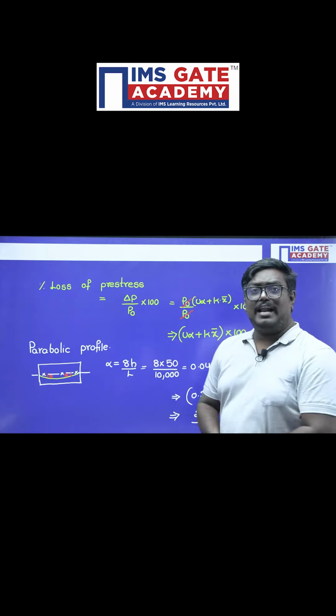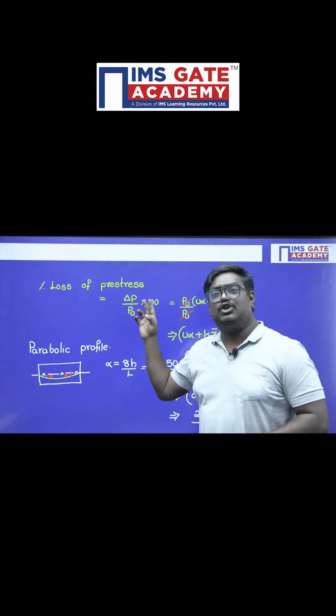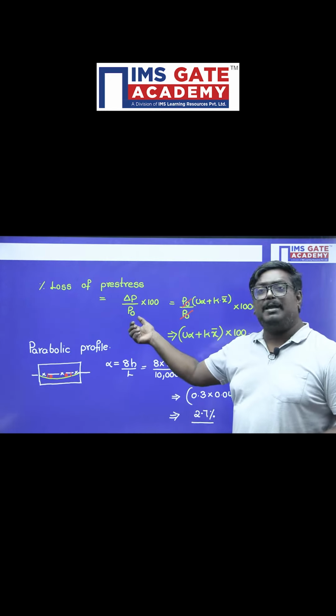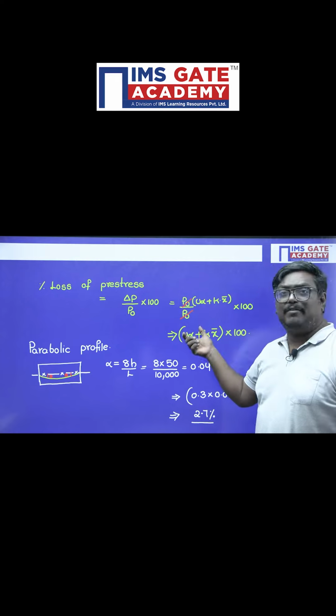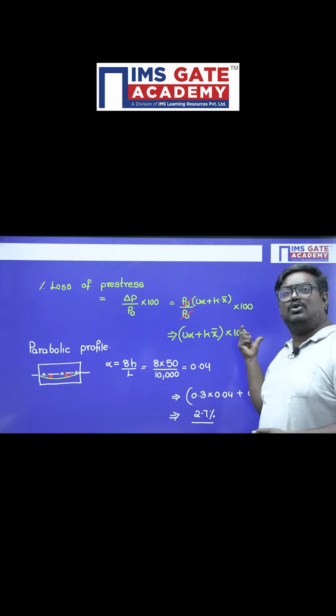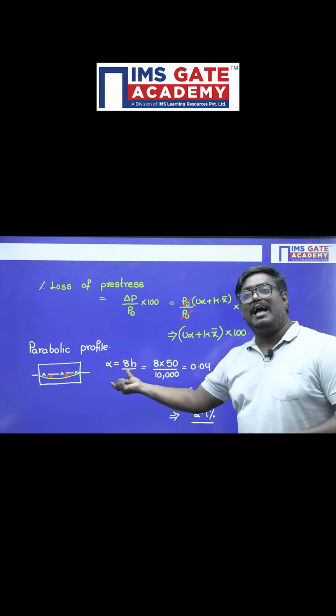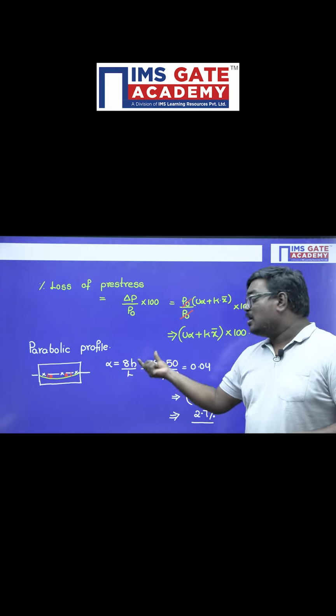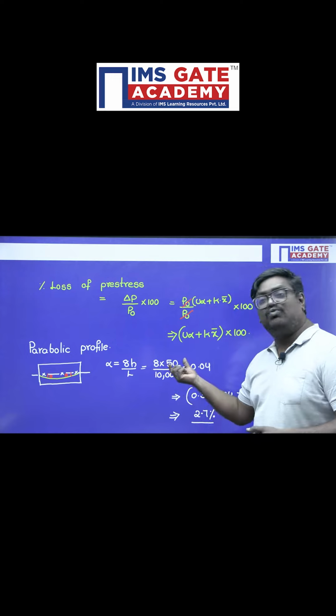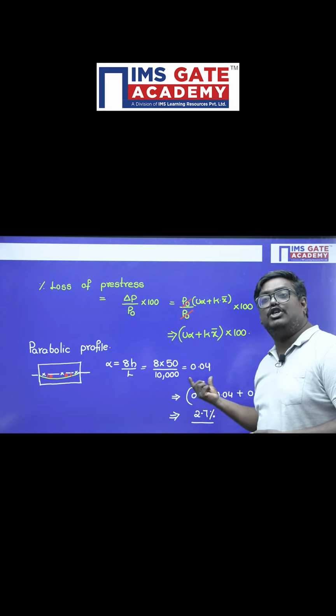Now here, when I talk about the percentage loss of pre-stress due to friction, we have the formula delta P by P naught into 100. On simplification, we got (mu alpha plus Kx) into 100. Here it is a parabolic profile. So alpha, the cumulative angle, is given by the formula 8h by L, where h indicates the eccentricity, which is 50 mm. On solving this, we got 0.04.